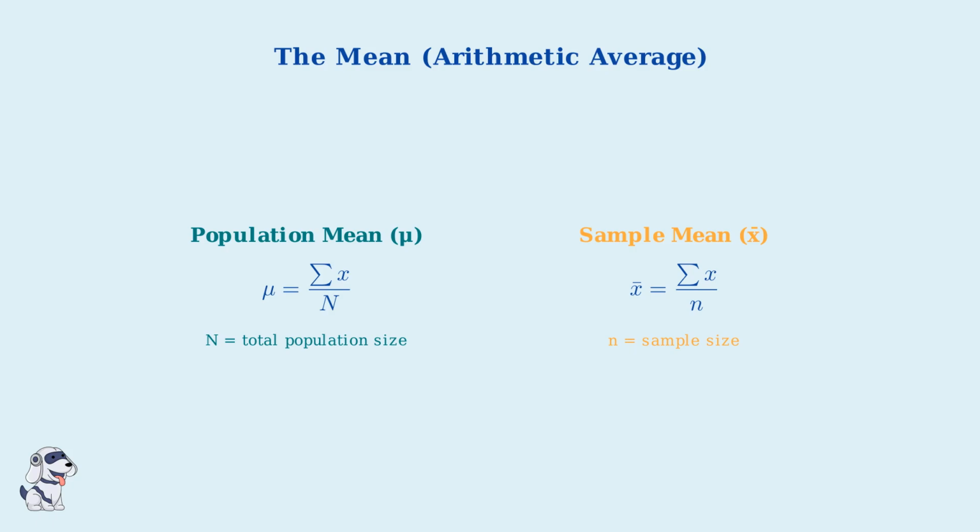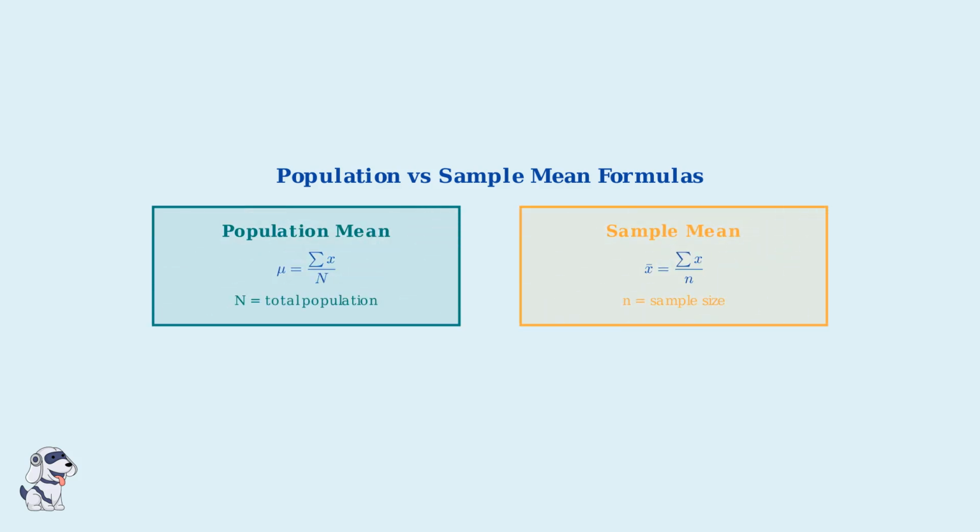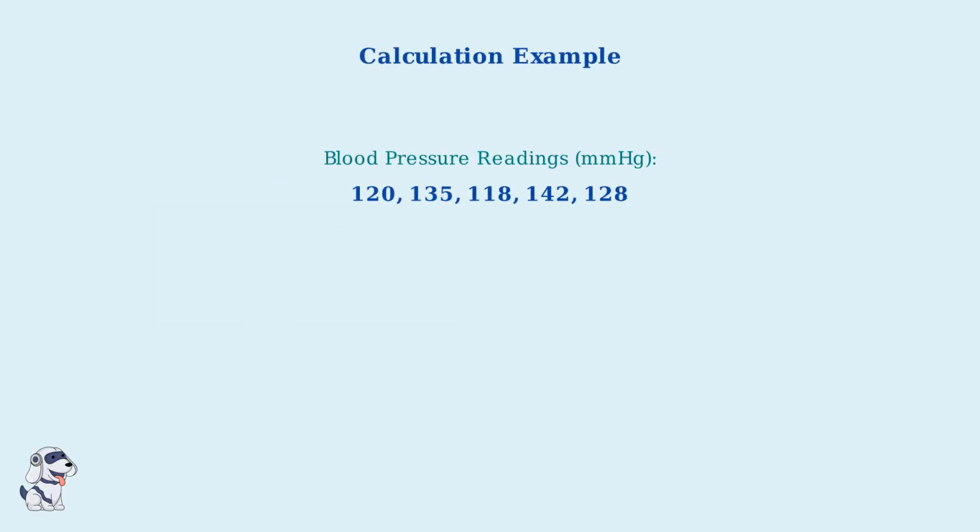In the population formula, N represents the total number of items in the entire population, while in the sample formula, n represents the number of items in our sample. Here's a visual comparison of both formulas side by side, showing the key differences between population and sample mean calculations. Let's work through a simple example to see how the mean is calculated in practice. Suppose we have the following blood pressure readings from 5 patients.